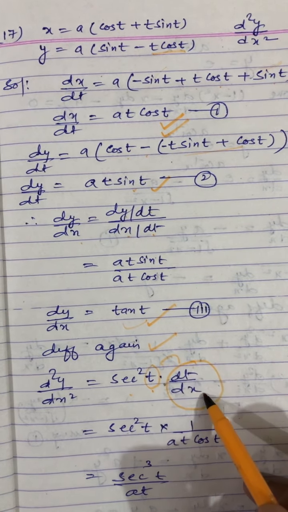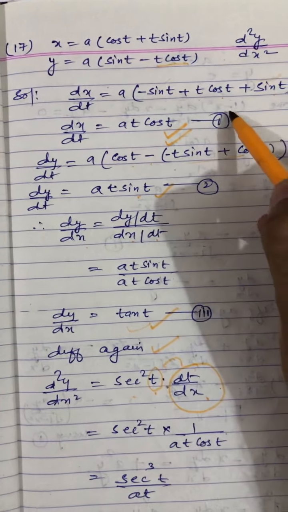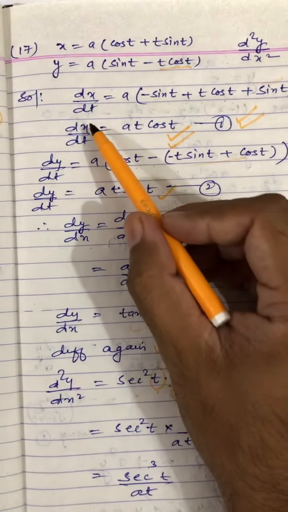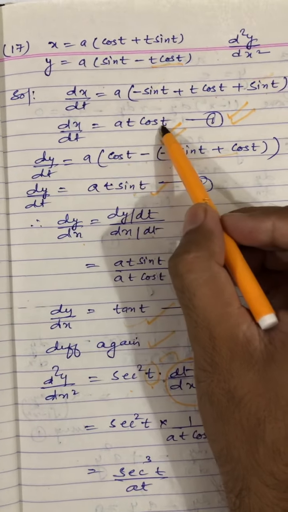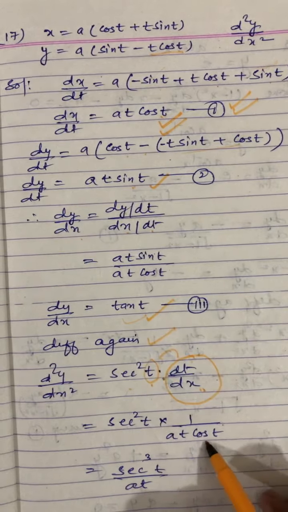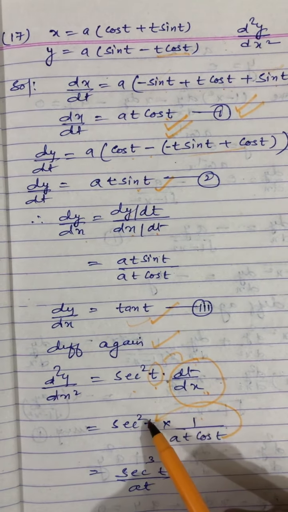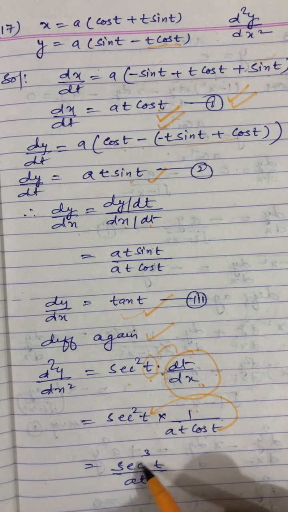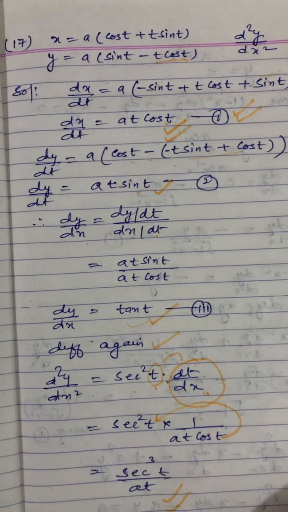So now dt by dx, from where do we get this value? This value we have already taken out in equation number 1. This is dx by dt and we need dt by dx. So take its reciprocal: 1 upon at cos t. This cos t will move up, it will become sec. So it is squared, so it will become cube. Sec cube t upon at. So this is the final answer.